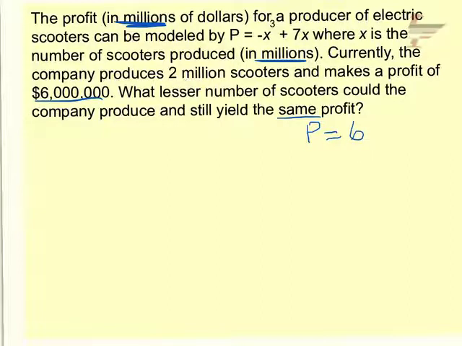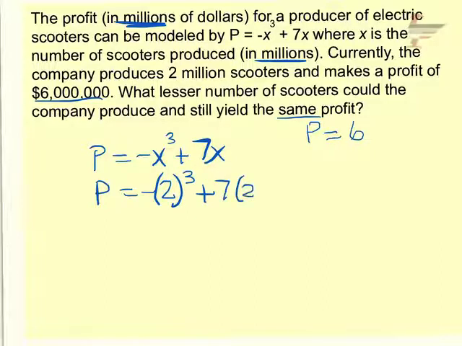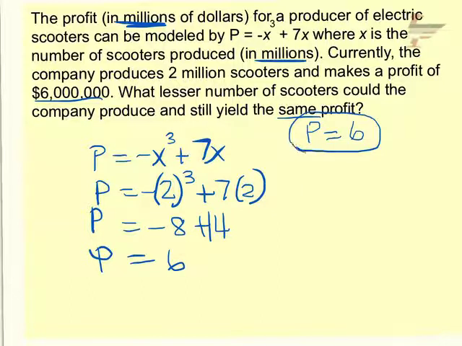And I know that if I put 2 in for x, so it says here that if you produce 2 million scooters, you should get a profit of 6 mil. Okay, so for example, if I put in 2 for all of the x's, I'm going to get a negative 8 plus 14, which is 6, right? So that's just like, okay, duh. I know that that works, and I want to find a different amount of scooters that's still going to give me a profit of $6 million. So I'm going to put 6 in for P, because I want a $6 million profit, right?